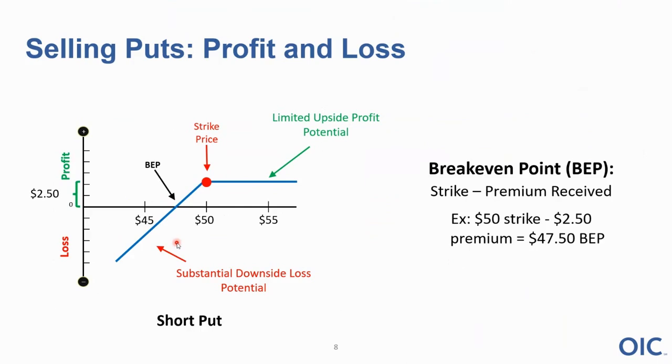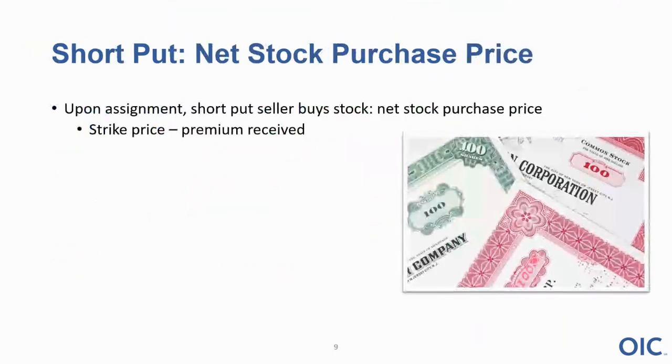So you do have substantial downside loss. In this particular example with the $50 strike, your downside loss is going to be $50 a share or $5,000. That's going to be slightly offset by the premium that we collected, and our maximum risk is really going to be that break-even point, $47.50 per share or $4,750.